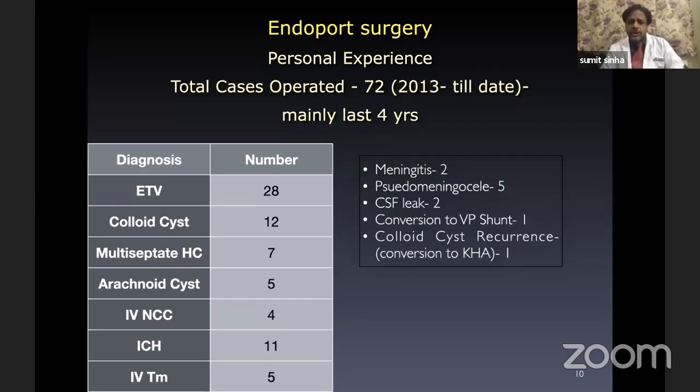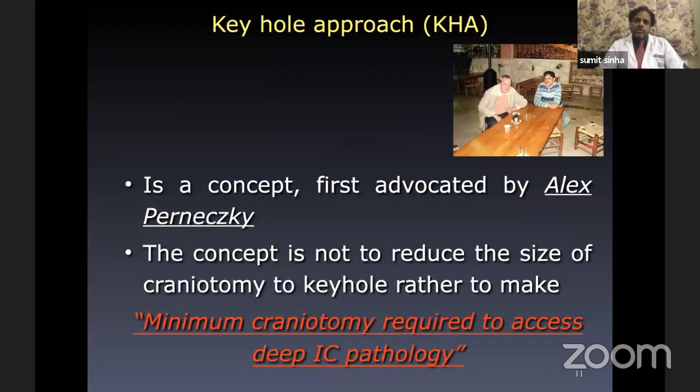One colloid cyst, I had to convert to a keyhole approach, because this was a big colloid cyst, which was not a suitable indication for a ventricular scope system, and it was then converted to keyhole, and then I had to do it under microscopic vision, endoscopic assisted. Now, coming to the keyhole approach.